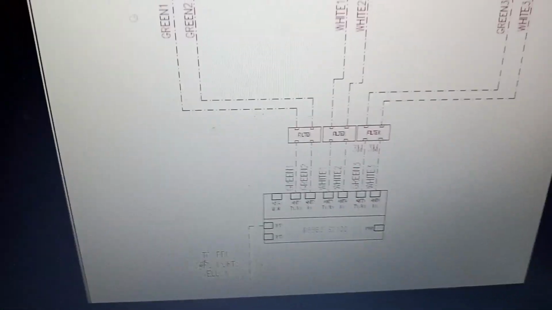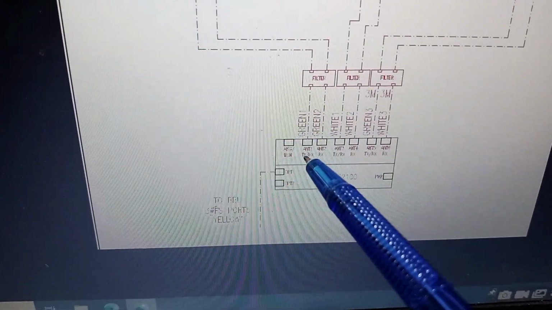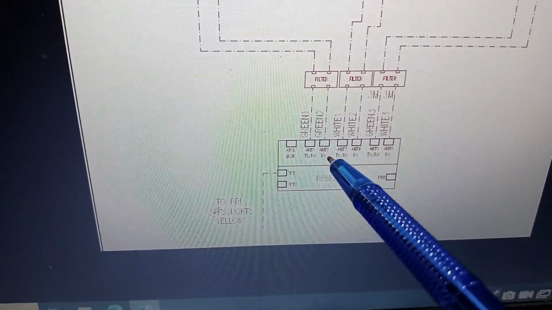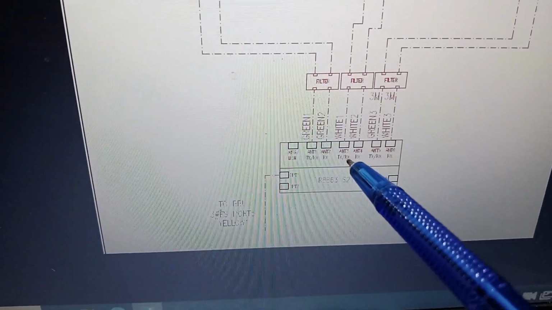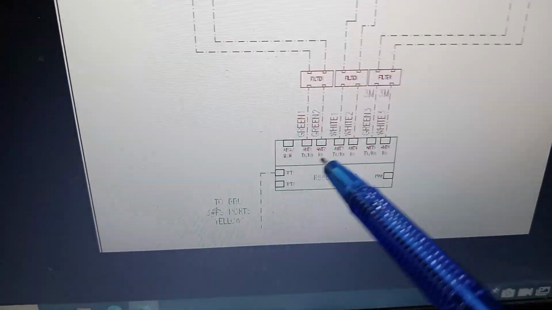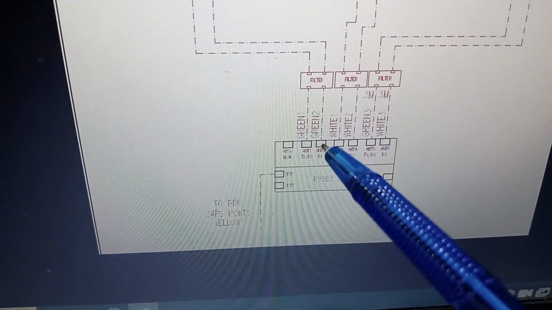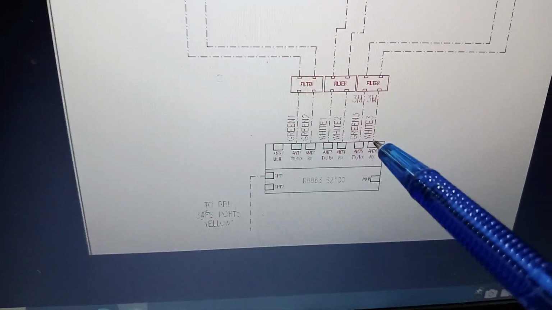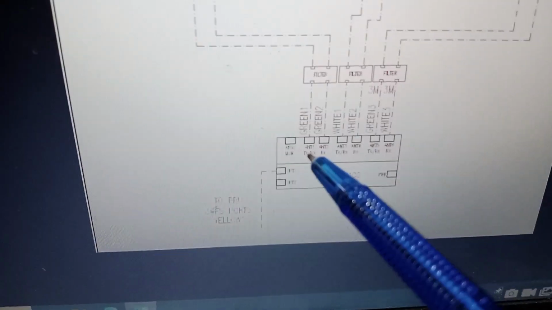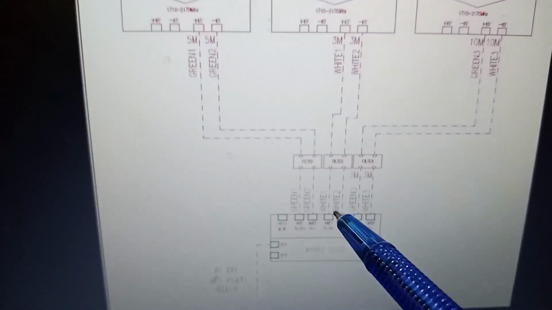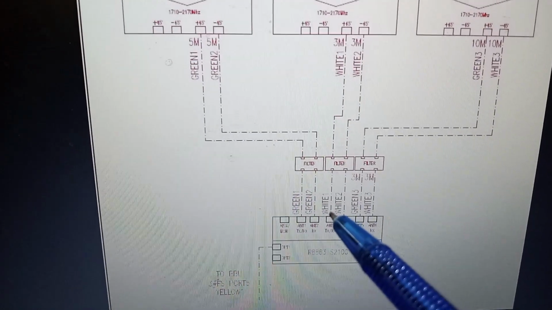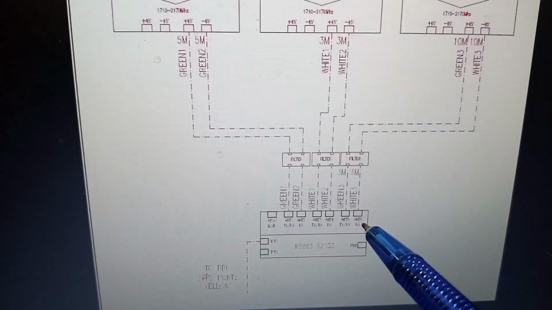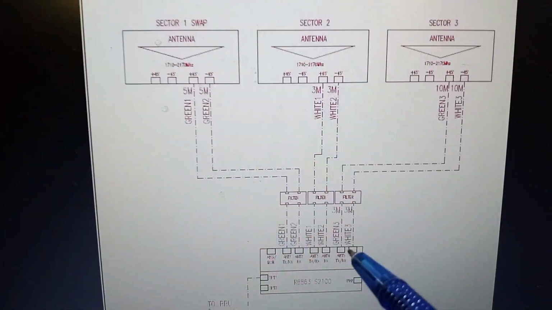Next is the radio remote unit. The first port is TX RX, the second port is RX, the third port is TX RX, and the fourth port is RX. They are represented as antenna 1, antenna 2, antenna 3, antenna 4, antenna 5, antenna 6. The first two ports, antenna 1 and antenna 2, are used for sector 1, the third and fourth ports are used for sector number 2, and ports 5 and 6 are used for sector number 3.